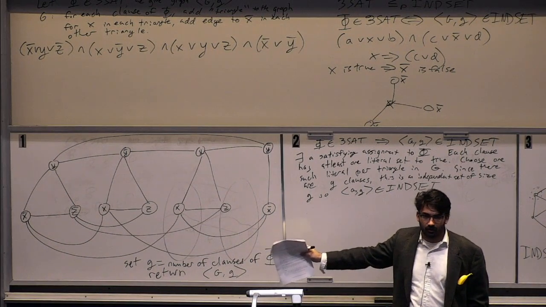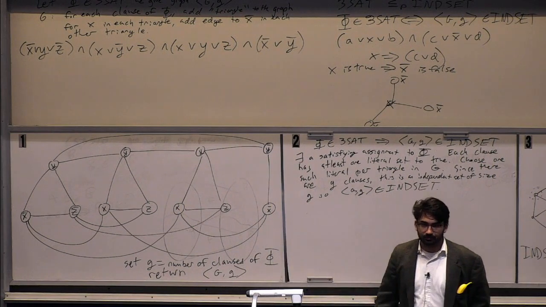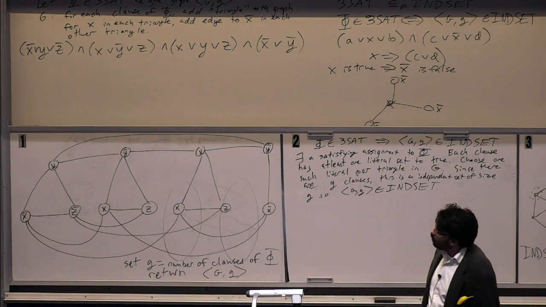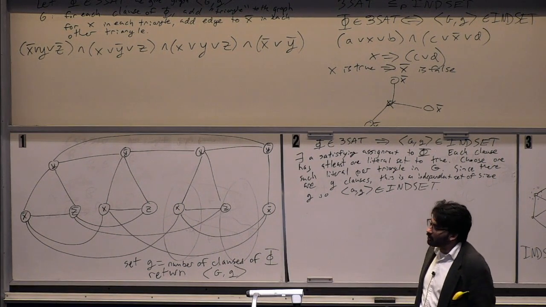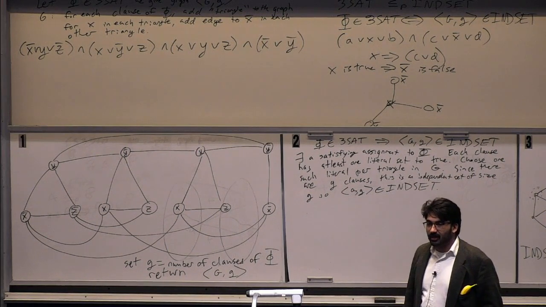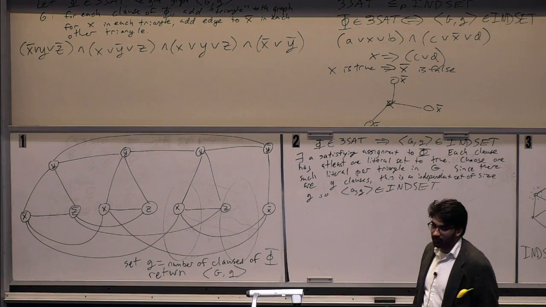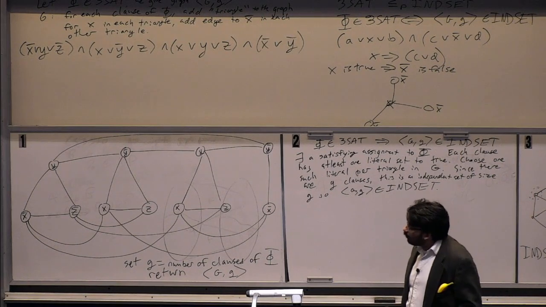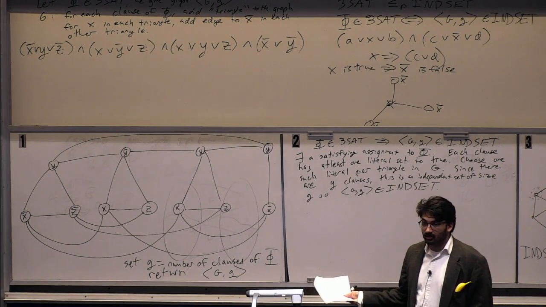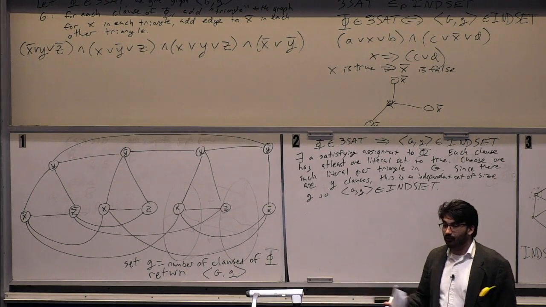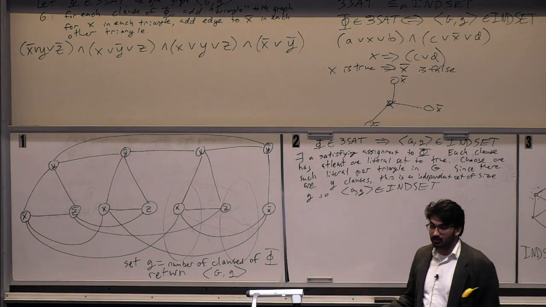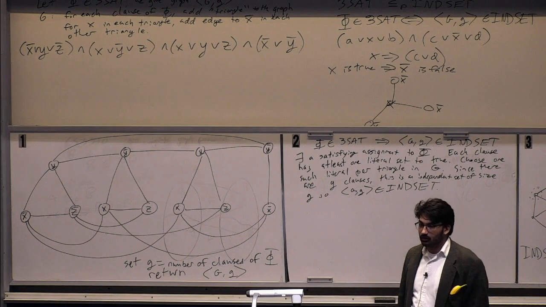Any questions on just the first way of the reduction? So if the formula has a solution, this graph has an independent set of a certain size. That's all we're saying right now. We haven't done the reverse direction yet. But we're saying that if the formula has a solution, then this graph has an independent set of size g. We'll prove that if the formula has no solution, then there's no independent set of a certain size. Right? Yes?